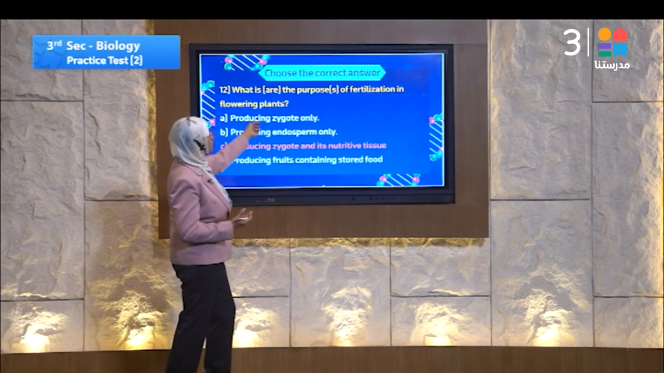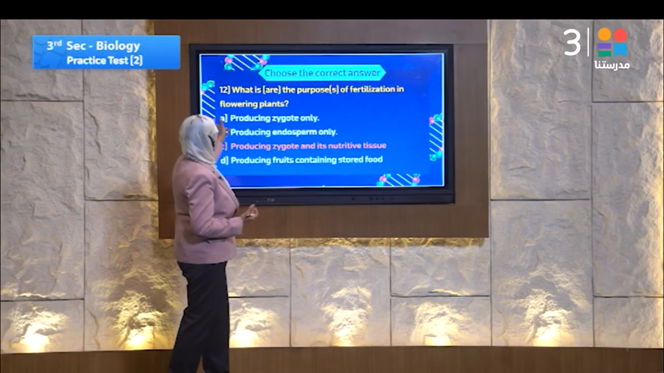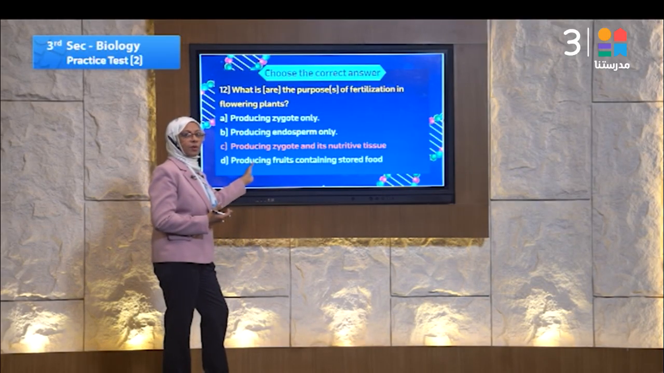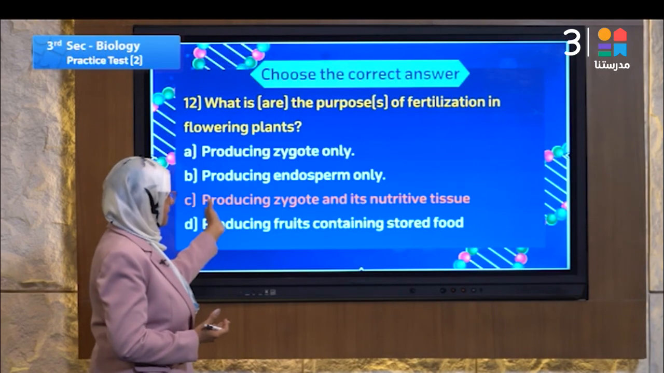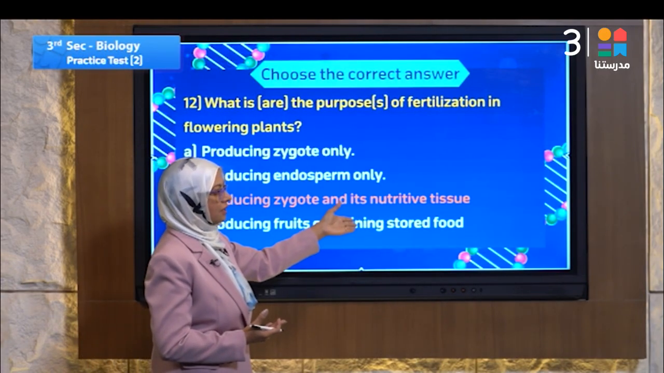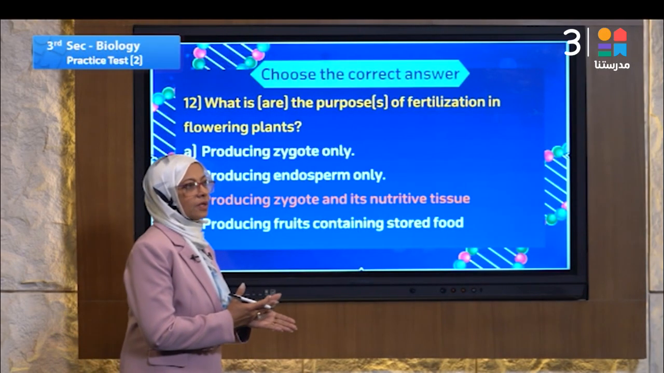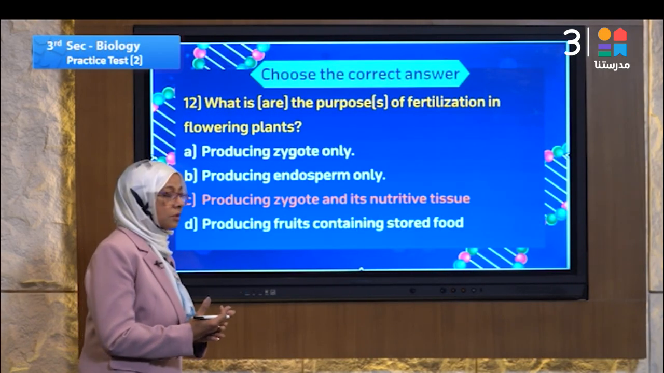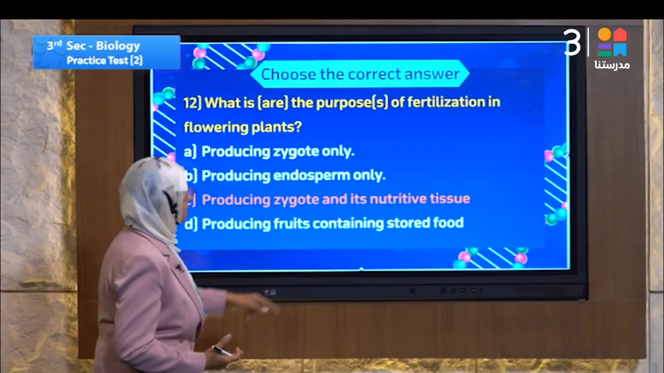So the purpose of fertilization in flowering plants is producing the zygote, returning the whole number of chromosomes, then the nutritive tissue that provides the embryo with food. Let's go to 13.